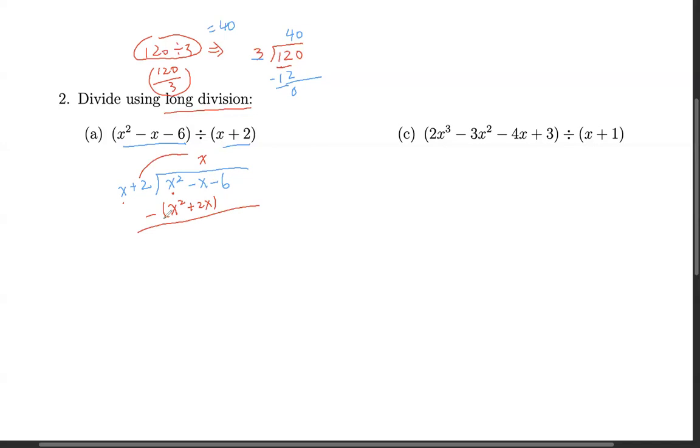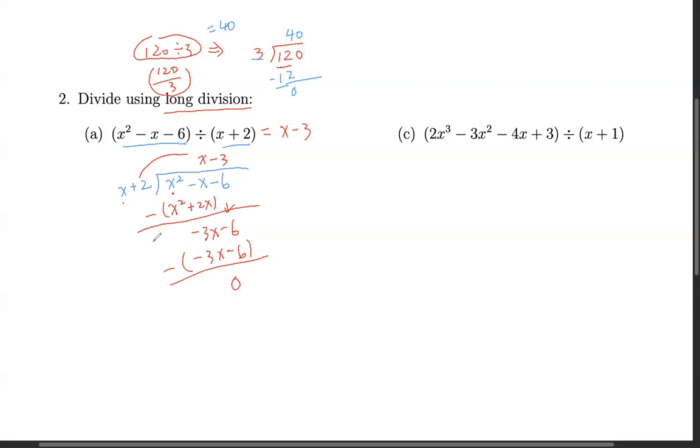Now I have minus x minus 2x. That becomes minus 3x. Now I take the next one down. Next term is negative 6. So I take negative 6 down. Now I think from x to negative 3x, I need to multiply by minus 3. Because x times negative 3 gives me negative 3x. Then I will do 2 times negative 3. That gives me negative 6. So I subtract, I get 0, right? I get 0. So that means the solution, or the quotient, is x minus 3.